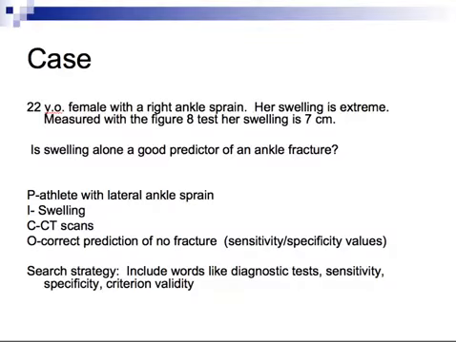So our PICO is: the P would be athletes with lateral ankle sprains. The I would be swelling or other tests like the Ottawa ankle rules that can diagnose a fracture. And then the gold standard or the comparison would be a CT scan or a radiograph, and the outcome would be sensitivity and specificity.